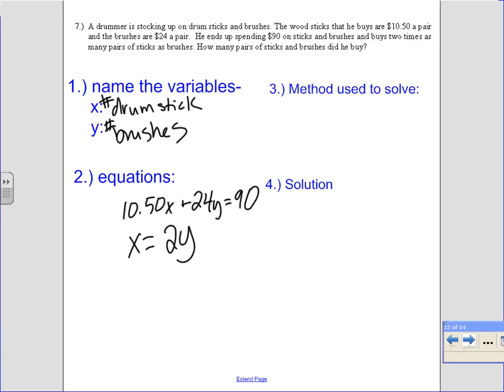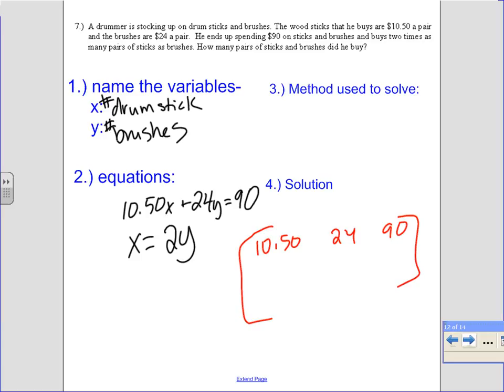Okay, so there's 2 things we could do here. What's one method we could use? What do you think would be the most obvious method, Amanda? Yeah, I would say use substitution, but could you use a matrix? Yeah, you could. If you used a matrix, what would go into the matrix? So we know the top row is going to be 10.5, 24, and 90. What would go in the bottom row if you did use a matrix?